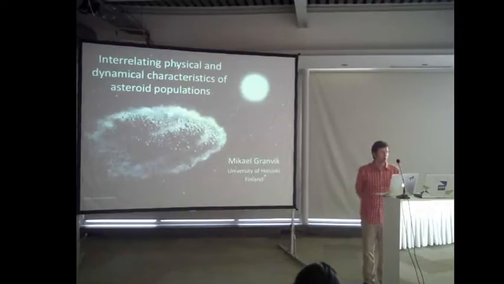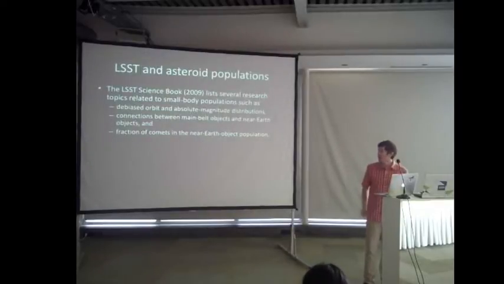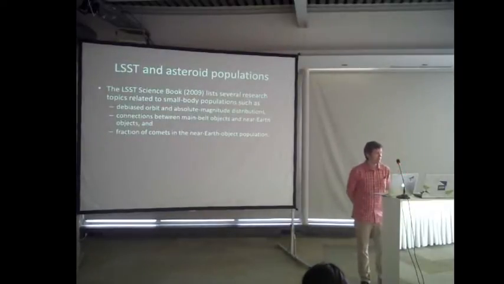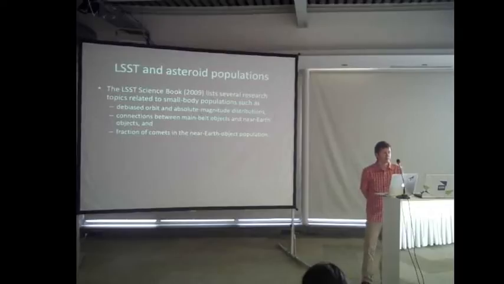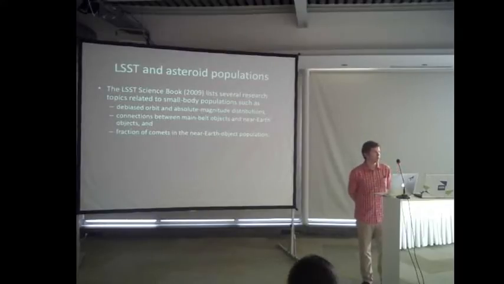What I will be focusing on is what we can actually learn about asteroid populations and what they would look like using LSST data, and what that data can teach us about the physics of these asteroids. It's something that we've understood only recently, and I'll give you a short example of what I mean. So the LSST science book from 2009 lists several research topics related to asteroid populations.